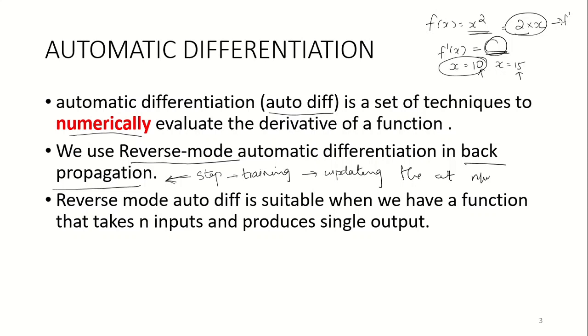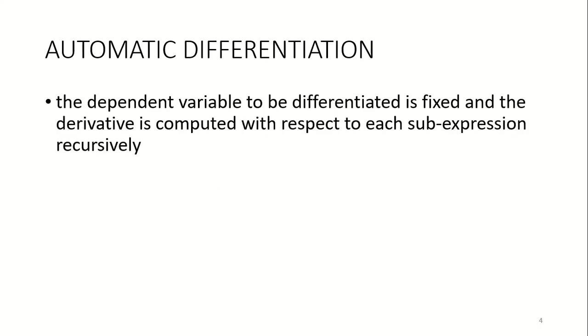Reverse mode auto diff is suitable when we have a function which takes n inputs and produces a single output. So it is more suitable for a function with multiple inputs and a single output, some single real value. Then the dependent variable to be differentiated is fixed, and the derivative is computed with respect to each subsection recursively.